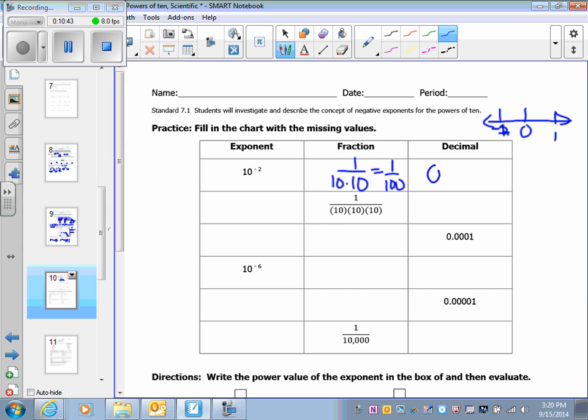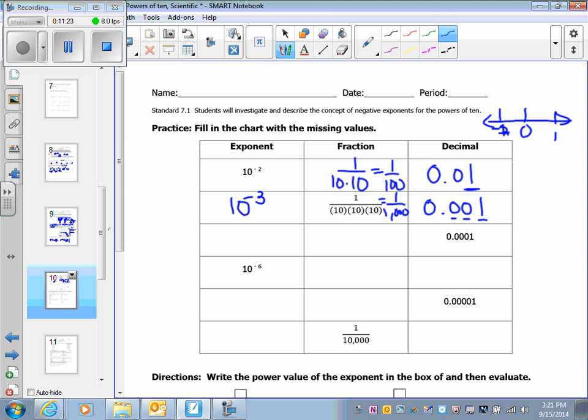So the decimal is 1 in the hundredths place. Remember, it's 2 zeros, including the leading 0. Here I have 3 tenths, and since it's written as a fraction, this means that this is 10 to the negative third. So this simplifies to 1 over, remember, 10 times 10 times 10, okay? So 1 over 1,000, and that's the same as 0.001, 1 in the thousandths place, tenths, hundredths, thousandths, okay?